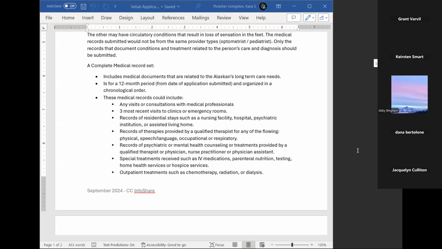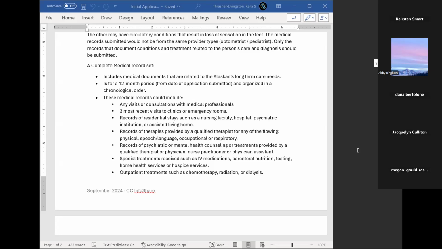So, what is a complete medical record set? Thanks everybody for your comments. Go ahead and share them. Everybody can read them, and perhaps we can get into these discussions and provide tips when we're done with this document. A complete medical record set includes medical documents that are related to the person's long-term care needs. It doesn't have to be everything. It's records that impact their long-term care needs, what's going to bring them into level of care. They're for a 12-month period from the date the application is submitted and organized in chronological order.